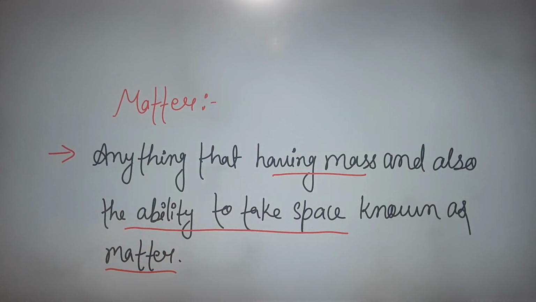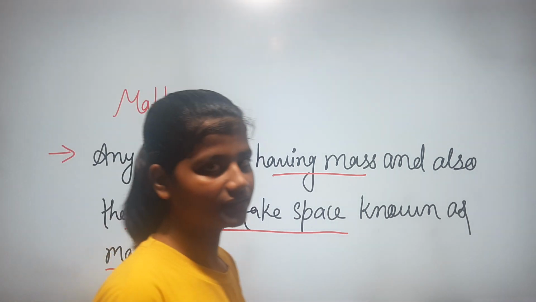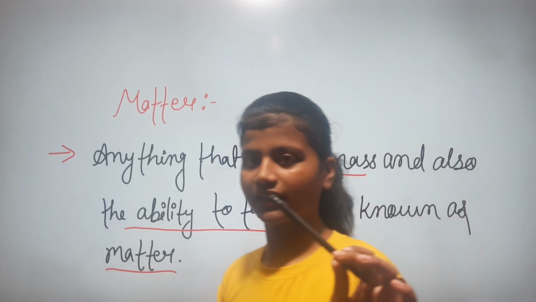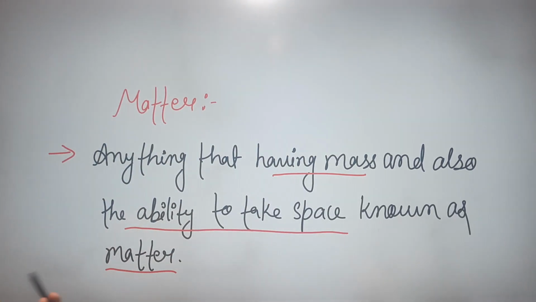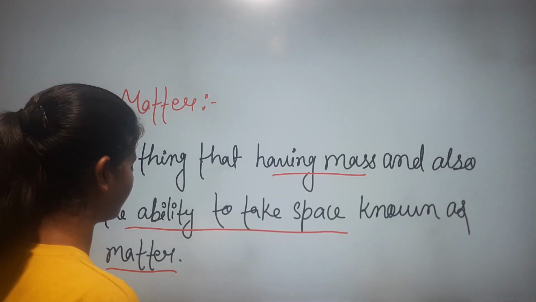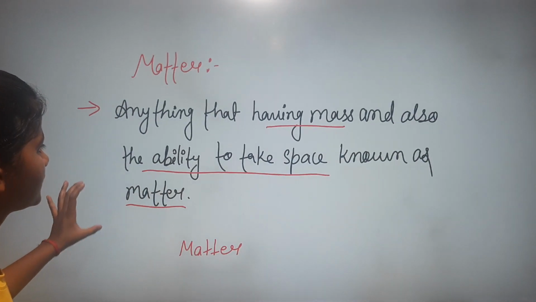Okay, so here, what is matter? Anything that has mass and also the ability to take space is known as matter. Okay, this pen is a matter. Why? Because it has some mass and it also has the ability to take space. This pen is a matter.